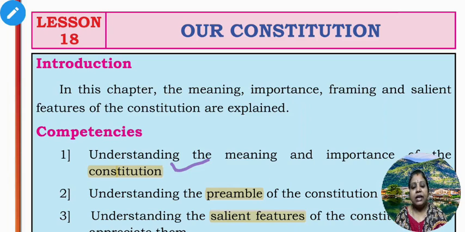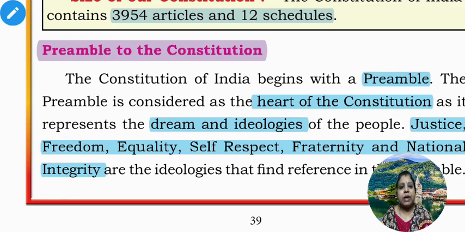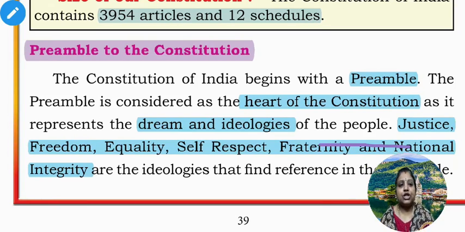Today I will continue the lesson with the explanation regarding the preamble to the Constitution and the salient features of the Constitution. Let us continue the lesson. In the last class, I explained about the size of the Constitution, which consists of 395 articles and 12 schedules. Preamble to the Constitution: the Constitution of India begins with the preamble.